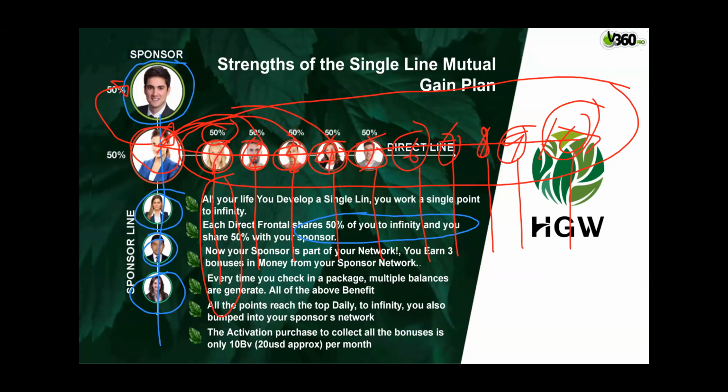The 50% of Mr. 4, again, the 50%. Mr. 5, again, the 50%. And the 50% of Mr. 6, 7, 8, 9, and 10. Okay, but what happened with Mr. 11? Because the principal said it is unlimited.